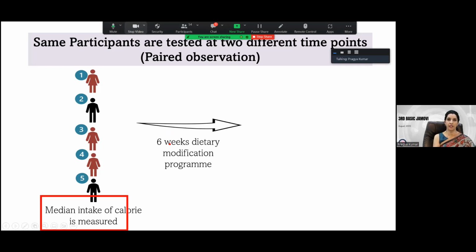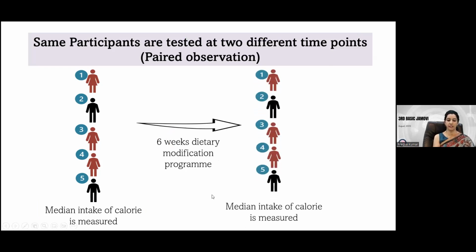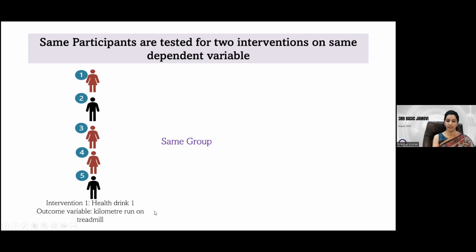Then I have done some dietary modification program, and after 6 weeks, again I measured their median intake of calories. So this is again a median. It can be mean or median. Depending on that, you can take the sample, like it is going to be a paired sample if you are going to compare the mean.